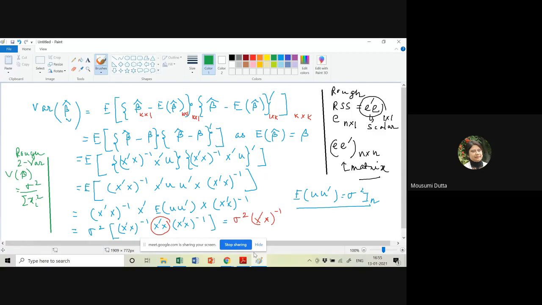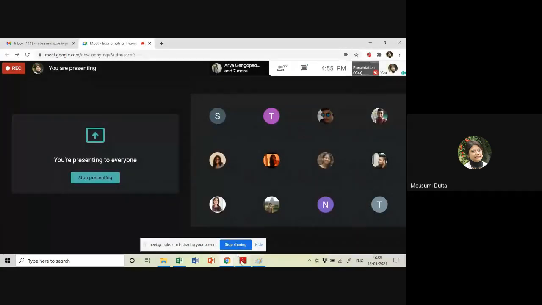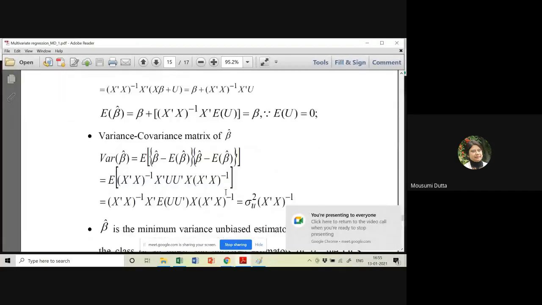There are terms along the diagonal and terms along the off diagonal. Off diagonal terms will be the covariances between the regression coefficients, whereas the diagonal terms will be the variances. I have written the structure of the variance of beta hat in the two variable analysis so that you can relate things. Whatever you learned earlier, we are extending, using matrix algebra, to all k variables. Any question regarding the calculation of the variance of beta hat?